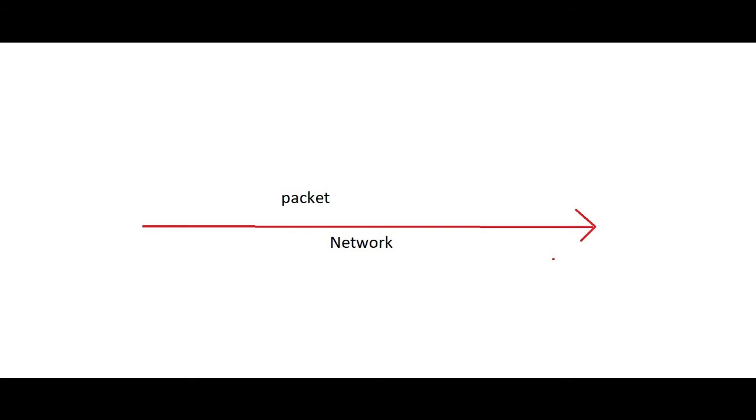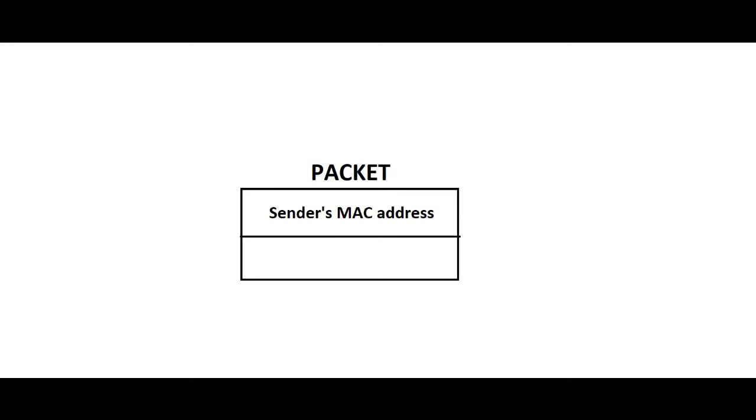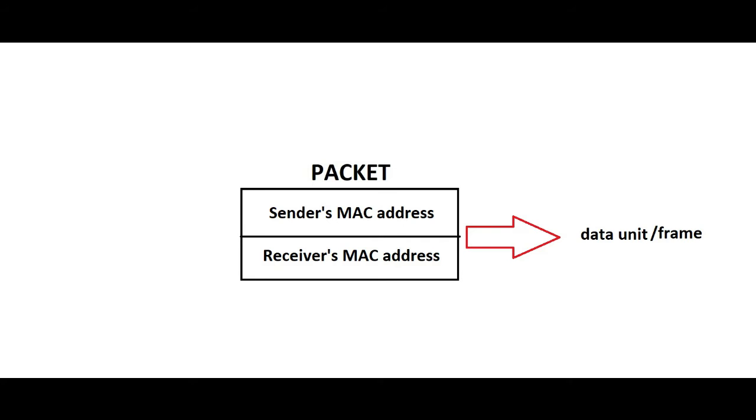Layer 2, data link layer. Next, in this layer, the packet will travel from network to network. It will add both MAC addresses from the sender and the receiver to change it into a data unit, which is also known as a frame.